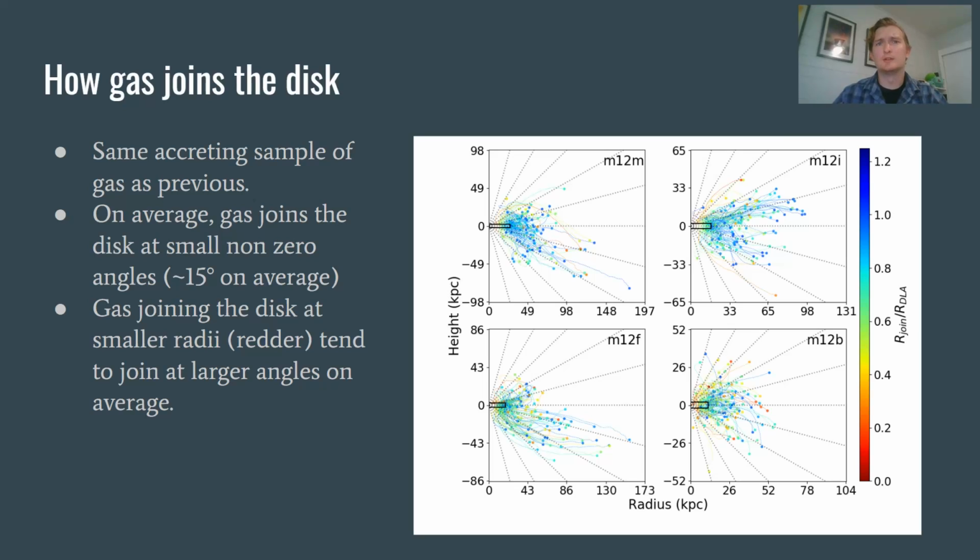So the gas tends to join near the edge of the disk, but what do the trajectories look like? In general, we find that the gas is coming in at small, non-zero angles above the disk plane. The gas that joins the disk closer to the center is doing so more vertically, as can be seen by the redder lines in the plot. We also want to note that these trajectories tend to be coming along parallel to the disk at larger radii before falling in when they join. This results in the angle slightly increasing as they accrete.